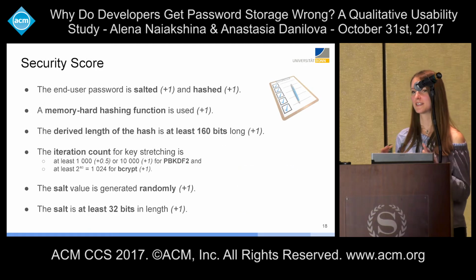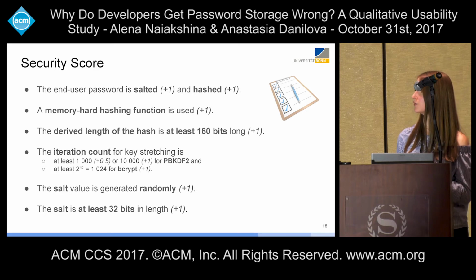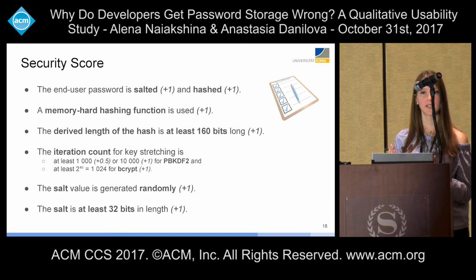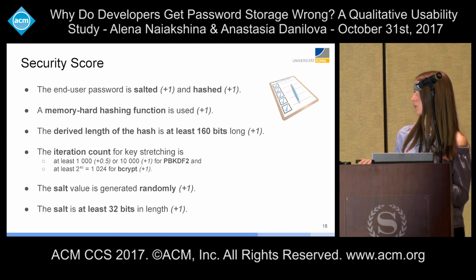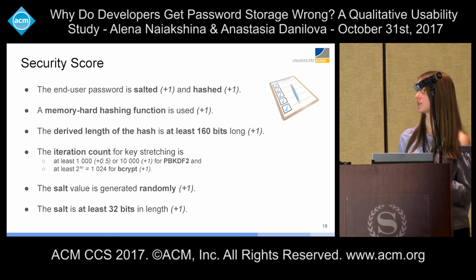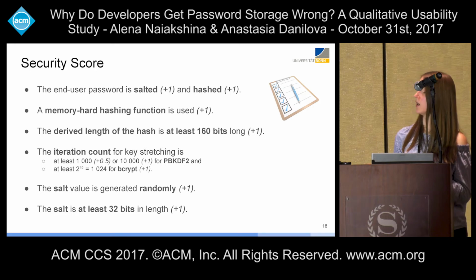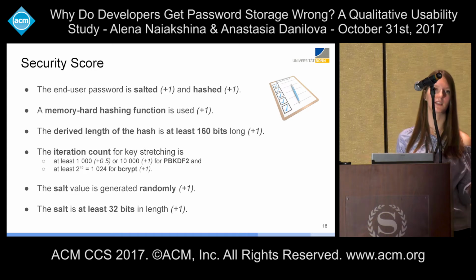And now let's dive into the interesting part. The password storage code of our participants was evaluated using a security score. This score was designed using the NIST standard as well as the academic standard for password storage. So we gave 1 point if the end user password is salted, another if it was hashed, another point if a memory hard hashing function was used. This is the academic standard.